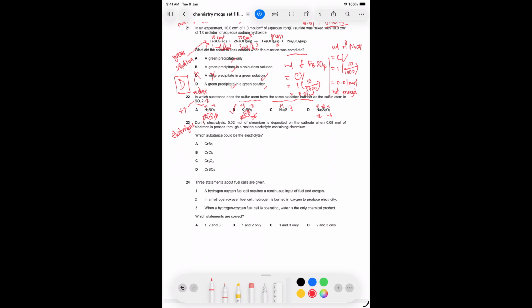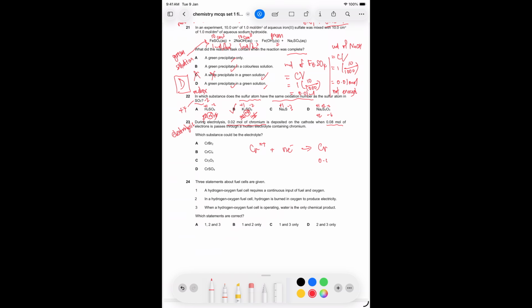Okay, so chromium is deposited on the cathode when 0.08 mole of electrons is passed through a molten electrolyte. So this is the equation. To solve this, you have to write the equation. Cr^n+ plus n electrons gives you chromium in the end. And important, the mole ratio: 0.02 mole of chromium, and electrons will be 0.08 mole.